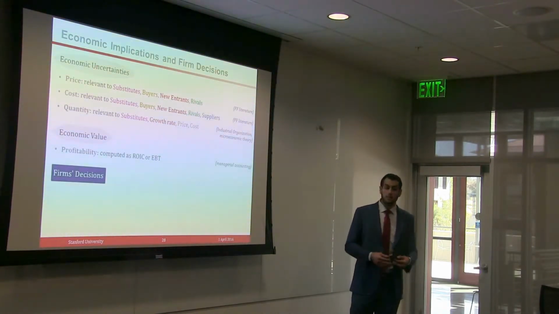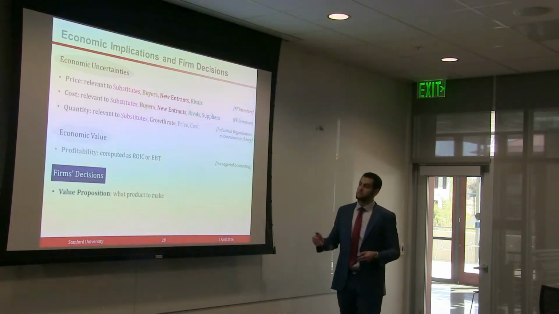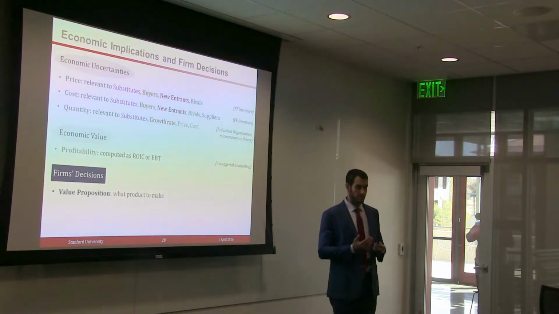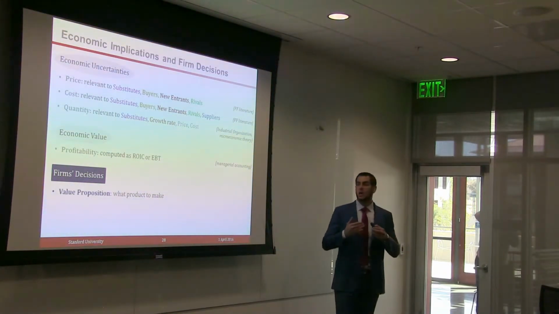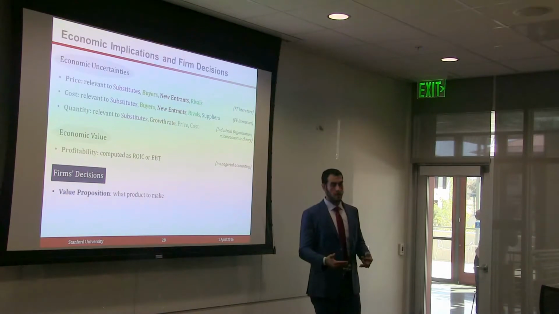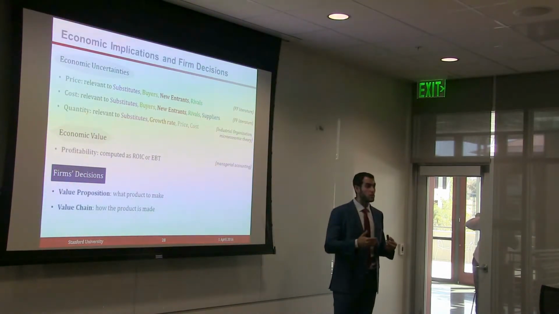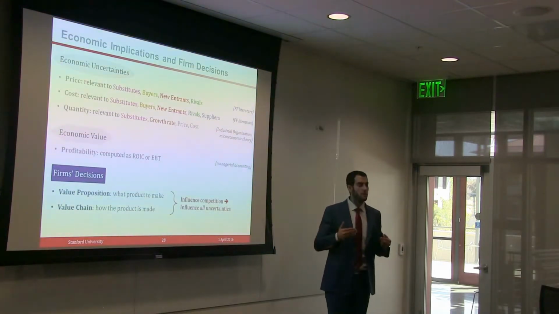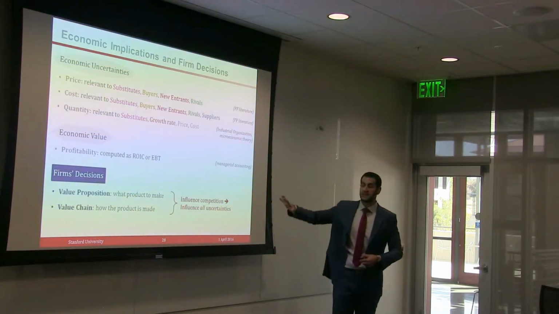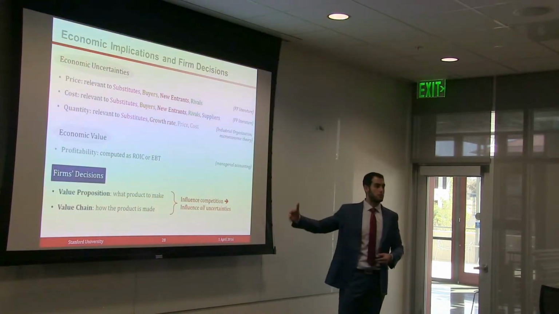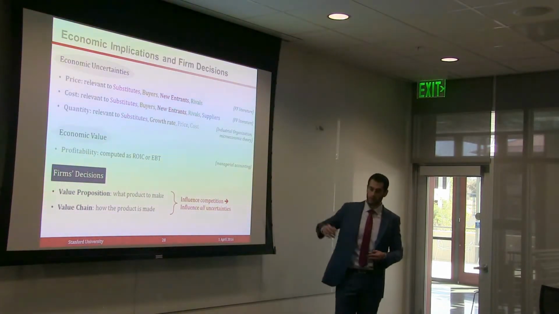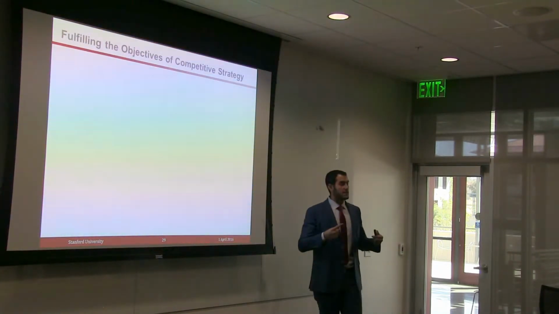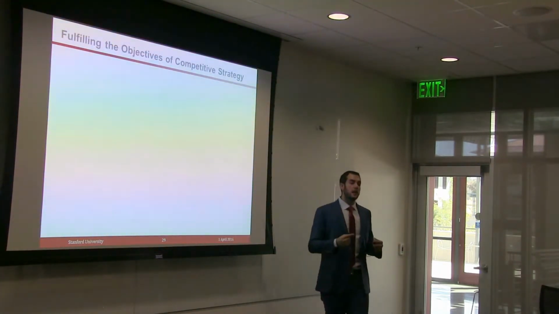And then finally, we model the firm's decisions. And here, I distinguish between 2 types of decisions. Value proposition tells me what kind of product do I produce. And then I have value chain, which tells me how I produce the product. And because both decisions influence competition, then they can actually influence any uncertainty in my models, including the 5 forces as well as the economic uncertainties.